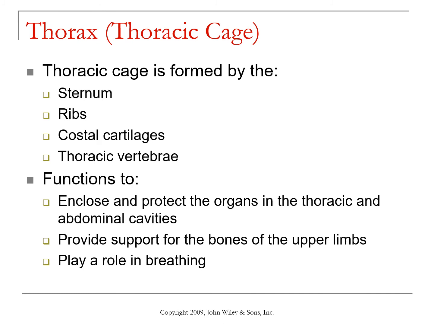But because of the anatomy of the ribs, which actually flare inferiorly as they move posteriorly, the rib cage also provides partial protection to the more superior abdominal organs, such as the liver and part of the kidneys. The cage also supports the bones that attach the upper limbs to the trunk. So the pectoral girdle bones articulate with the bones of the thorax.